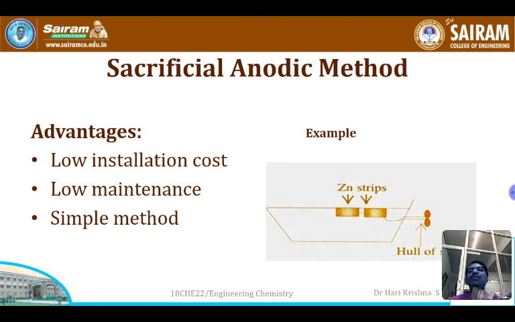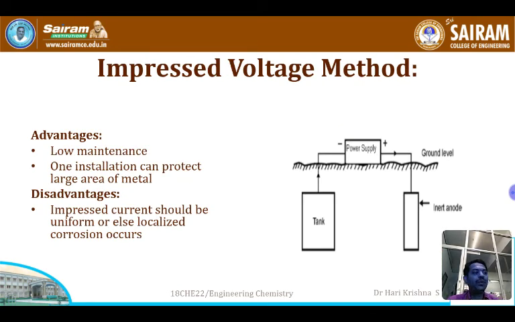So what are the advantages of the sacrificial anodic method? Installation cost is low, maintenance is low, and it is a simple method. Our next method is the impressed voltage method. What do you mean by impressed voltage method? It's a method of protecting a base metal by applying a current larger than the corrosion current. In this method, electrons for protection are supplied from a DC power source.